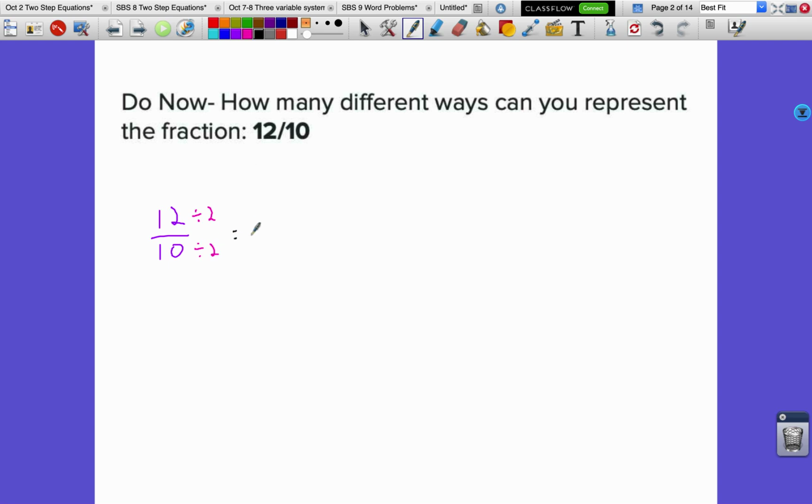That's going to give us the fraction 6 over 5. So that's a new way that we can represent this fraction. But there's other ways to represent a fraction. We can complete this division, and that's going to turn this fraction into a decimal. Here I'm going to label these as we go. This is our simplified fraction. 6 divided by 5 is 1.2. So this is a decimal.